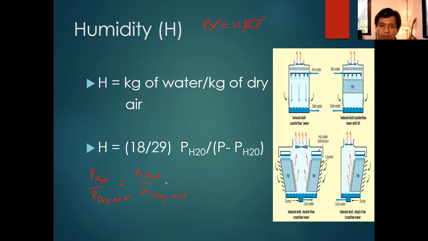So if you multiply this by the molar mass, isn't the molar mass of water 18? The molar mass is, for example, kilogram per kilogram mole. So when the kilogram mole cancels, what remains is kilogram water. The same goes for the bottom: multiply by 29, the molar mass of air, so that is kilogram dry air per kilogram mole. The kilogram mole cancels too. So the unit of this is kilogram water per kilogram dry air.